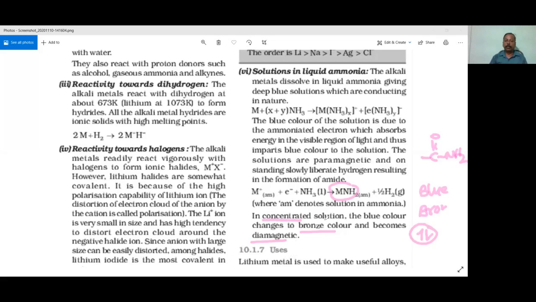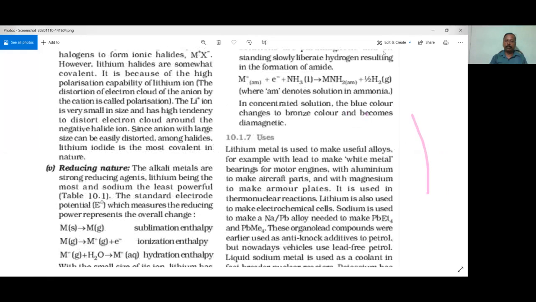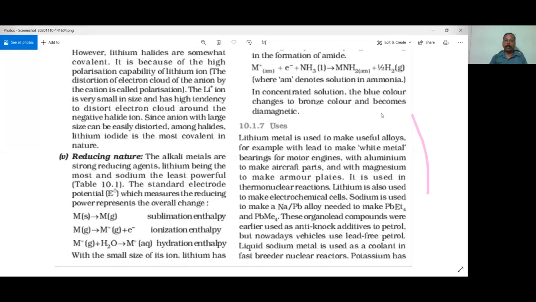Now let's see some uses. Alkali metals are used for making alloys. Second, like white metal, and very many times it has appeared in integer type questions. What is the percentage of silver in German silver? The answer is 0. That is a very famous question.